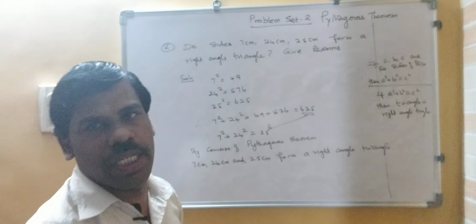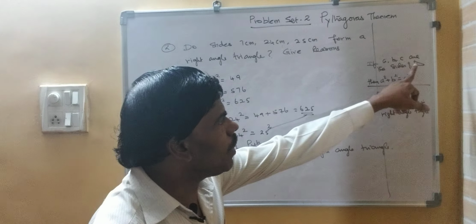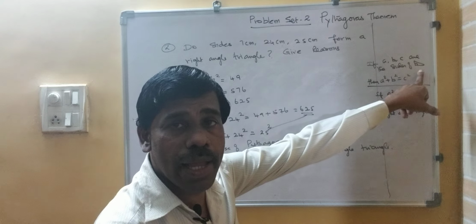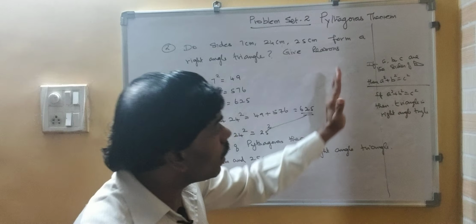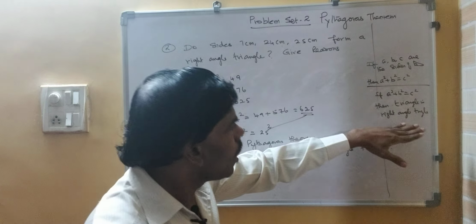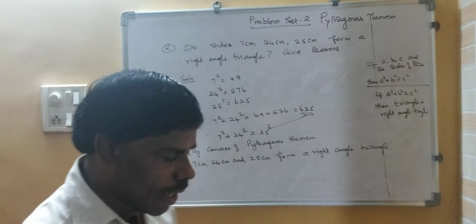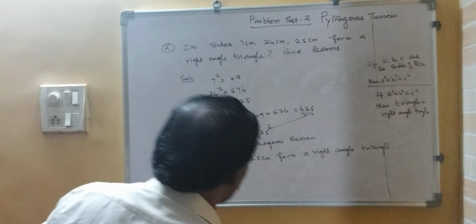Look at how simple it is. So, if A, B, C are the sides of the right angle triangle, then A square plus B square equal to C square, and reverse way you can tell converse. If this is so, then it is a right angle triangle. So, we used that. Now, next sum.